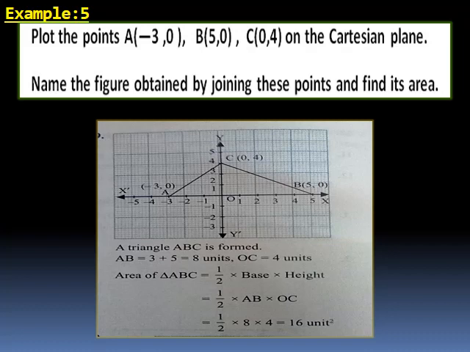Therefore the area of the triangle is equal to half, that is 1 by 2 into base into height. That is 1 by 2 into AB into OC. Our AB is 8 and OC is 4. Therefore 1 by 2 into 8 into 4. In 8, 4 will go 4 times. Then 4 into 4, 16. Therefore 16 square units is the area of the triangle ABC. Thank you, children.